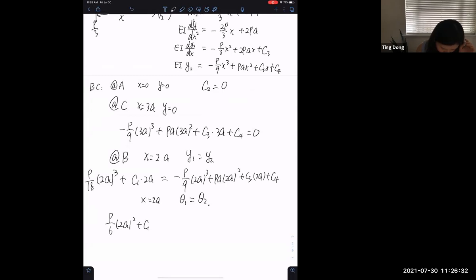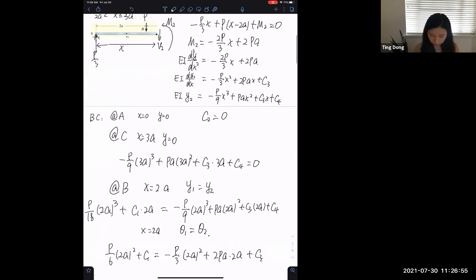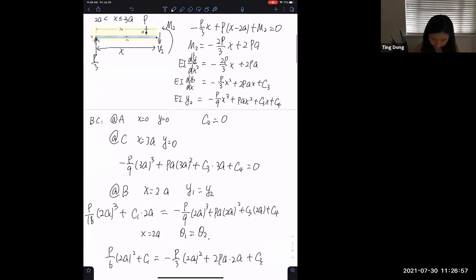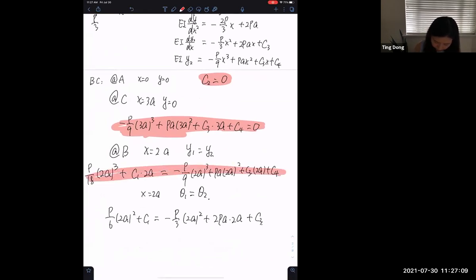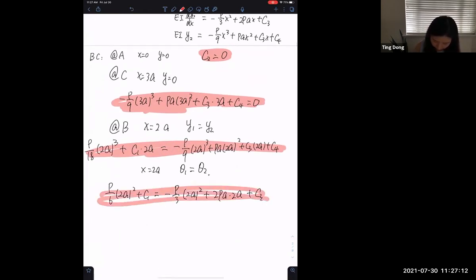So (2a squared plus C1) 2a squared, 2pa times 2a plus C3. Now we have 4 equations. This is the first one from the first boundary condition, second one, third one, the fourth.